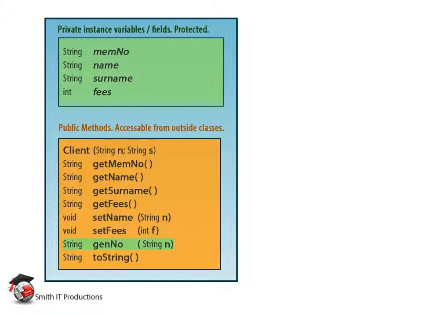Here we can see a graphical representation of our client class. On the left hand side we can see that we have our instance variables, our fields, also known as attributes or properties, and they are all private and protected. Therefore I've colored it green. In the orange block we can see all the methods that are accessible from outside this specific class, with the exception of the generateNumber, which was declared private because it is basically just used in this class to generate the random number for the client, called from the constructor.